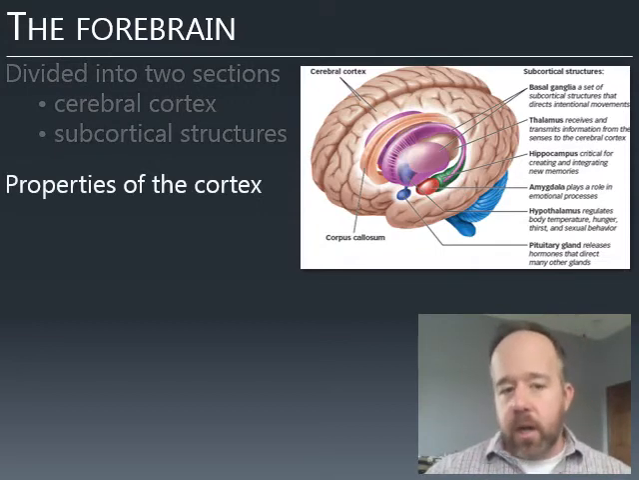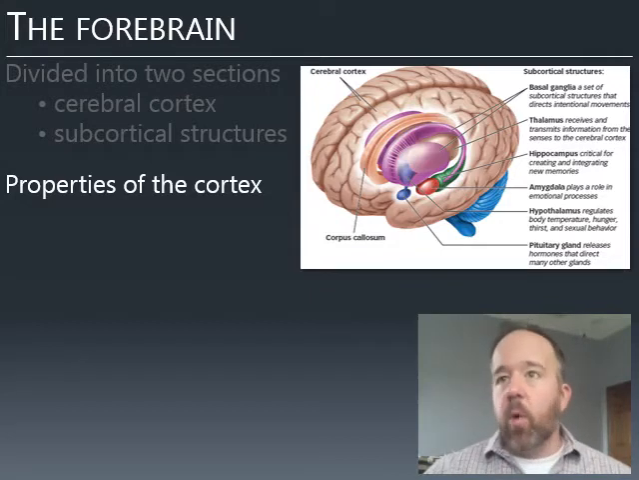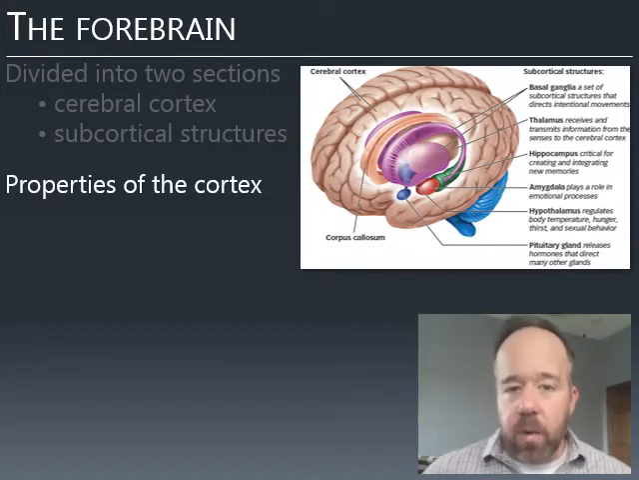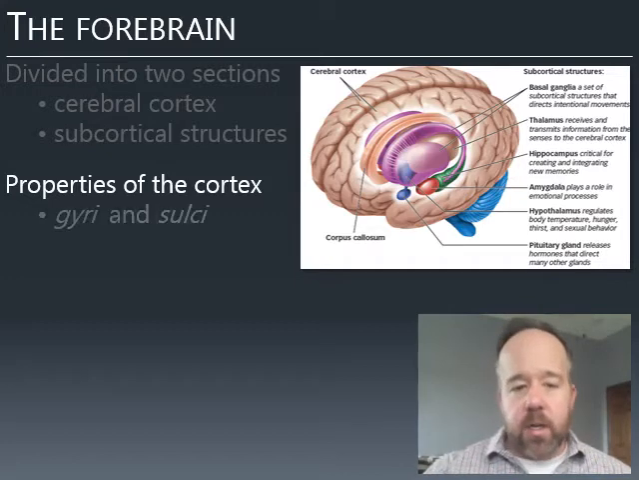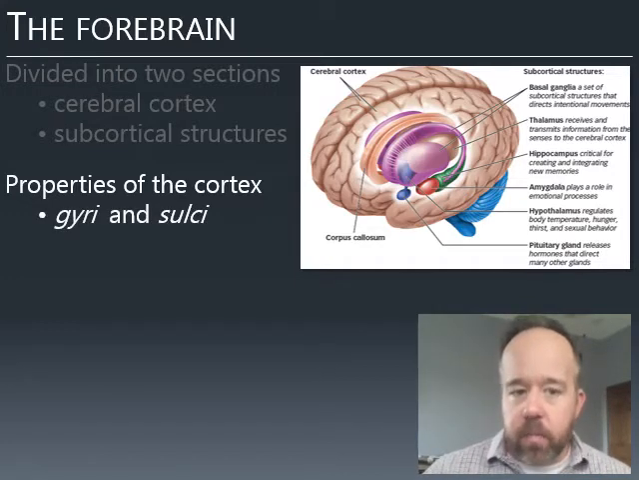So we'll start with the cortex. And the cortex is the most important part of the brain, at least for our psychological function. Obviously things like the medulla are important for keeping us alive. We wouldn't be here without it. But the cortex is what gives rise to a lot of our psychological experience.